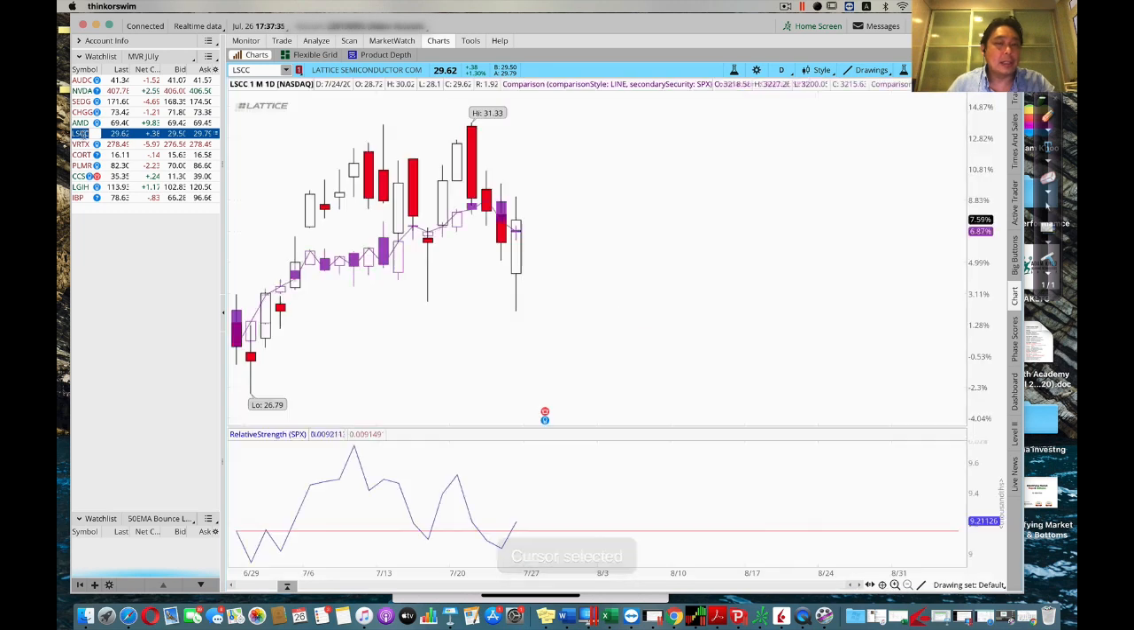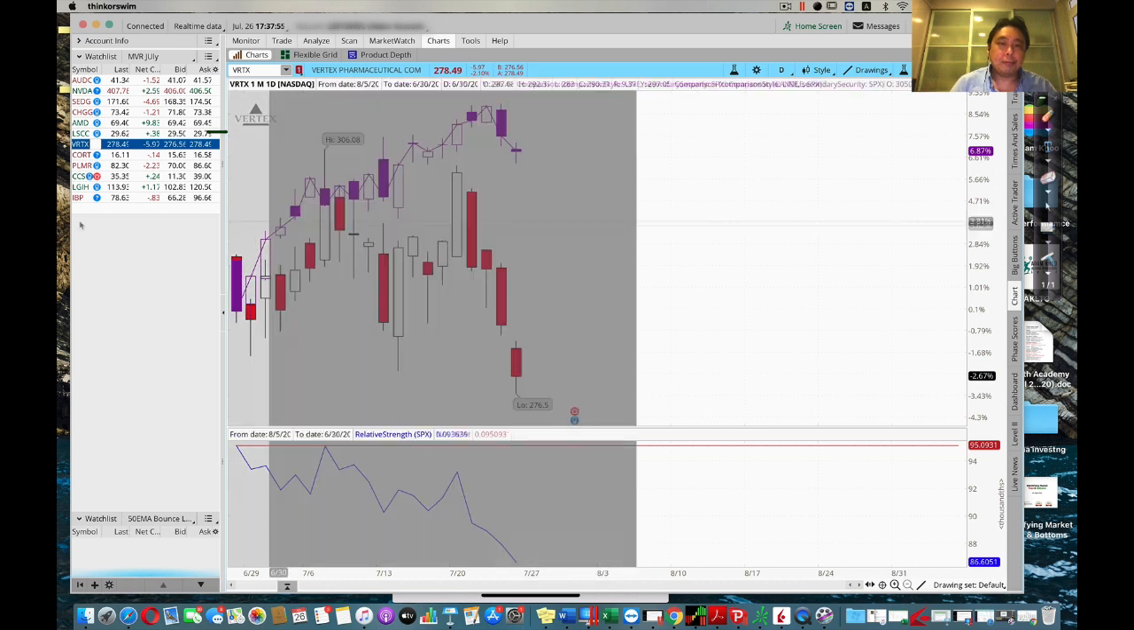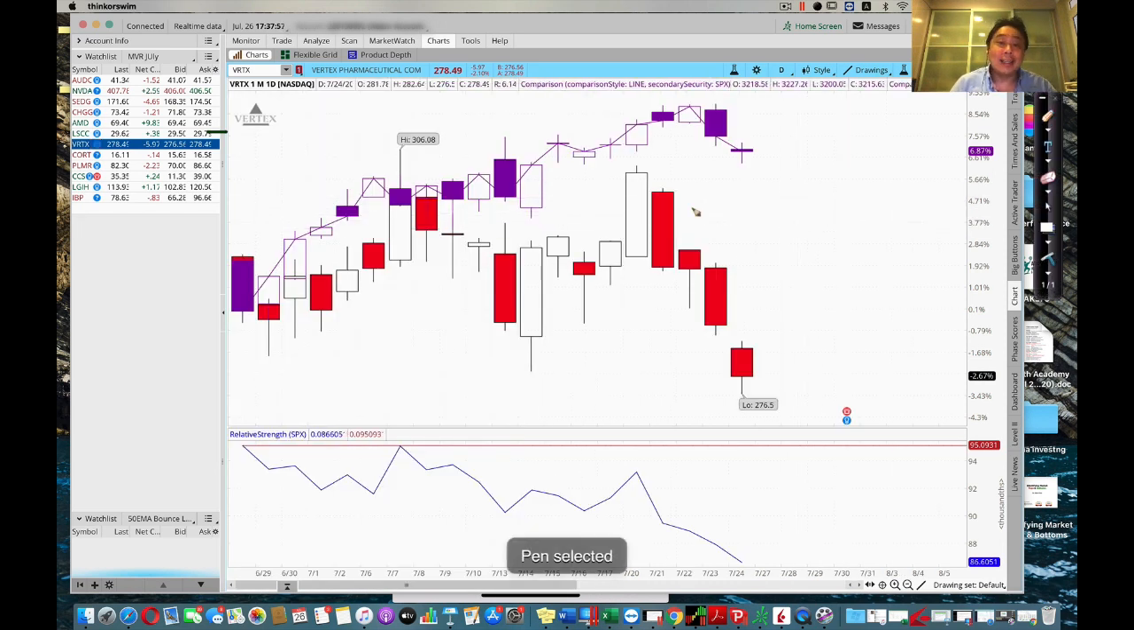Next one, LSCC. Okay, now this one did not outperform the market. You can see that it moved with the market, right? So this was kind of like an average stock, did not outperform. So let's put a mark there. So this one did not really outperform. Okay, next one, VRTX. Now this one actually did worse than the S&P 500, right? This one sold off versus the S&P. So this one was a disappointment as well.